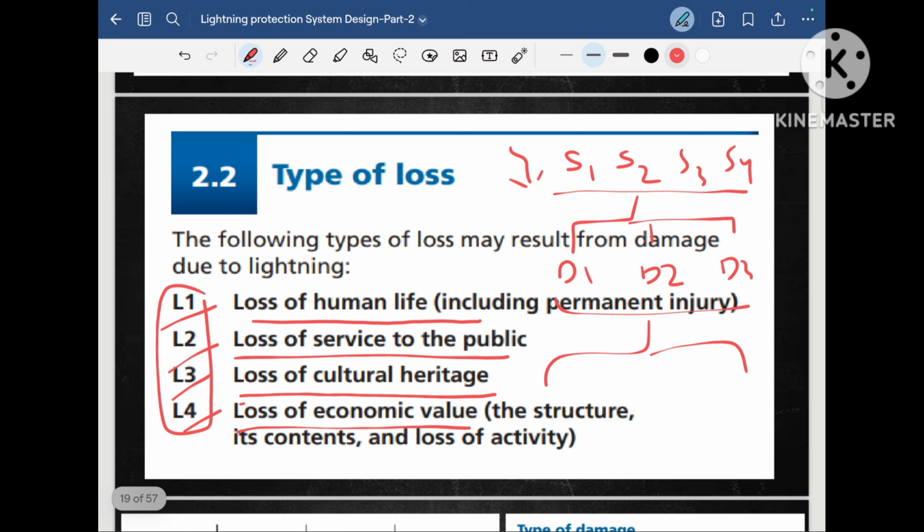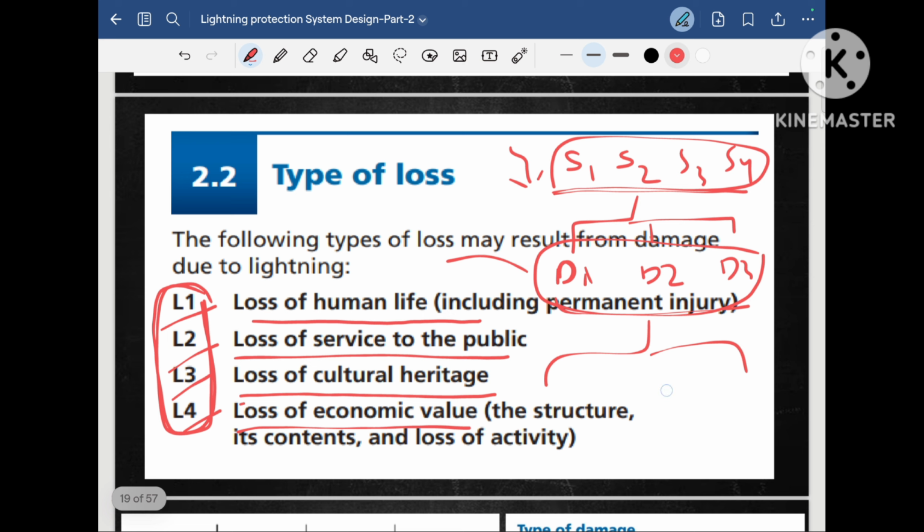Why am I explaining this? Because we have to select the class of lightning protection based on the possibility of lightning strike, that is S1, S2, S3 and S4. What could be the possible damage for our project, that is D1, D2, D3. And due to the expected damage, what could be the possible losses to our project? Based on that, we select the lightning protection class.